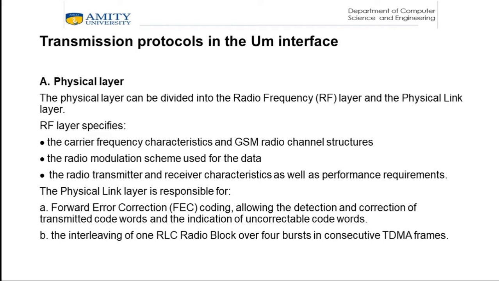The physical link layer is responsible for forward error correction, that is the FEC coding, allowing the detection and correction of transmitted code words and the indication of uncorrectable code words. Next is the interleaving. What the PLL does is it is responsible for the interleaving of one RLC radio block over 4 bursts in consecutive TDMA frames.